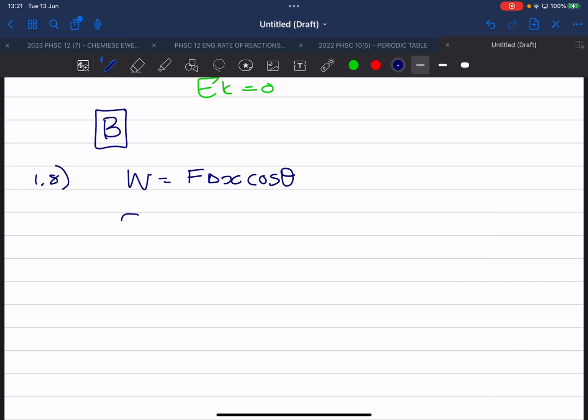Mechanical energy of a system is conserved when an external force does no work on the system. When an external force does no work on the system. Wat bedoel hulle daar, dink julle?